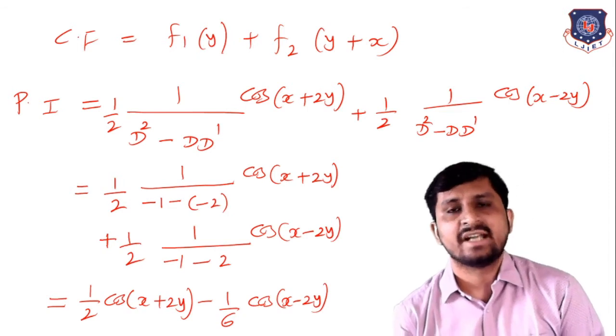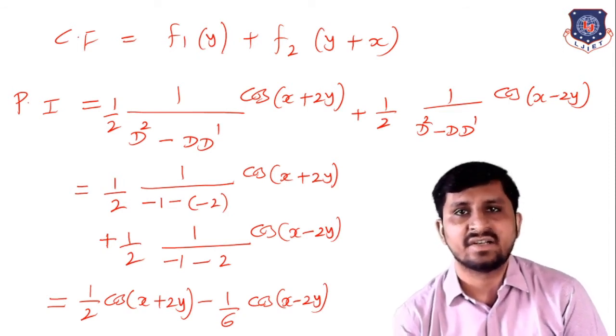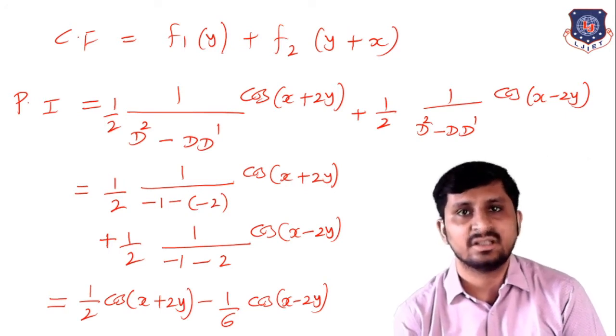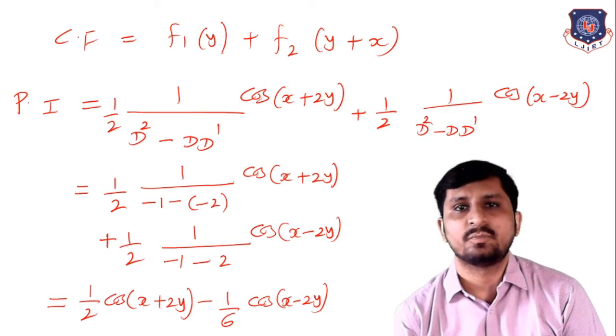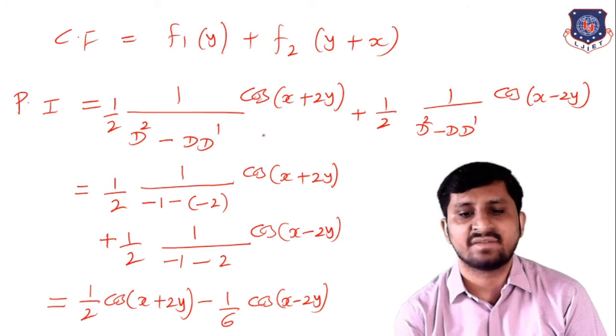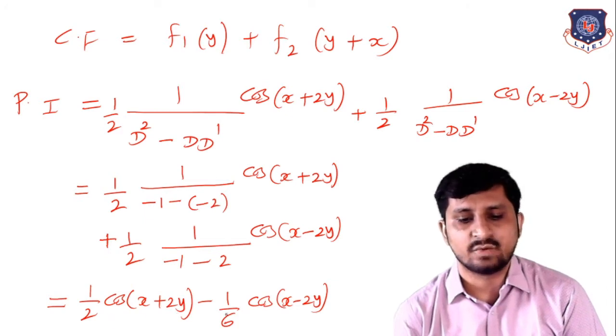The general solution, as you all know, is the complementary function plus the particular integral. So write down in each and every example: general solution z equals complementary function plus particular integral. In this example, the general solution is f1(y) plus f2(y + x), which is my complementary function, plus 1 by 2 cos(x + 2y) minus 1 by 6 cos(x minus 2y).